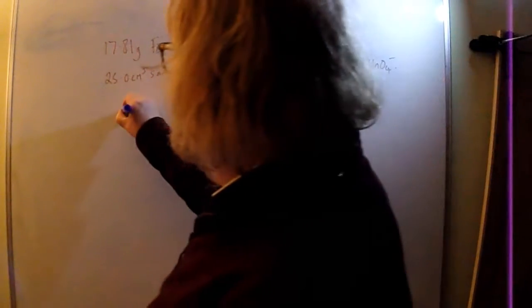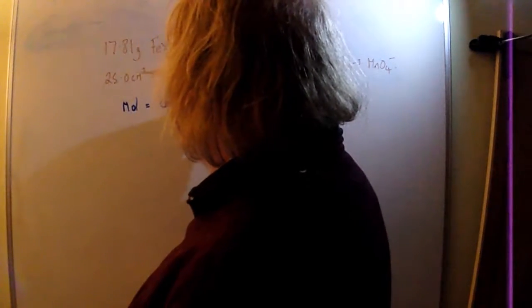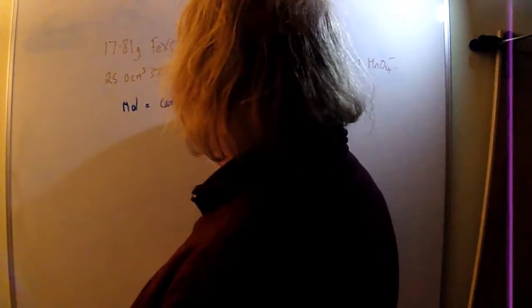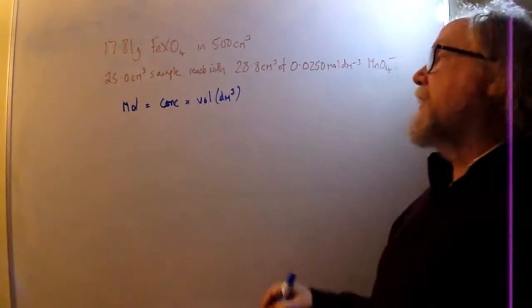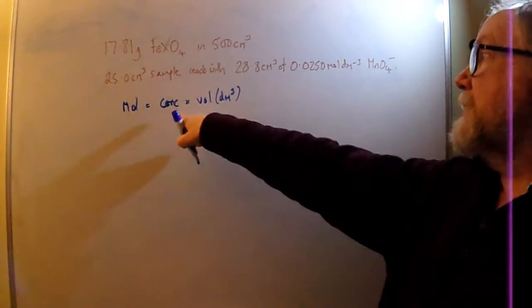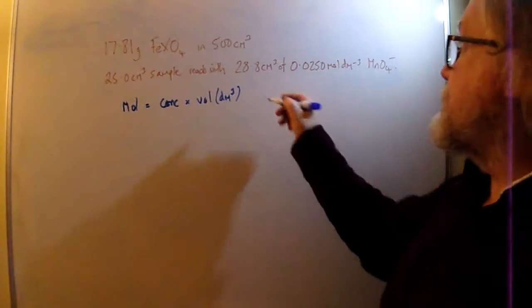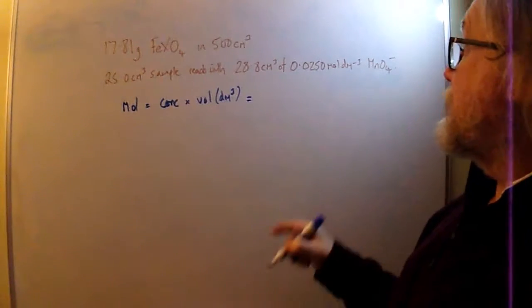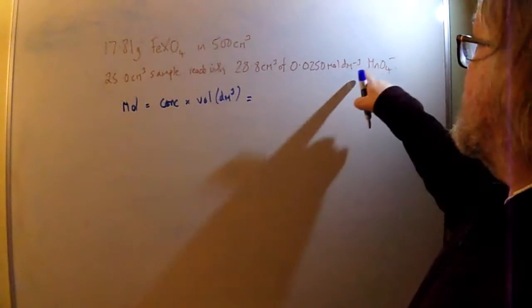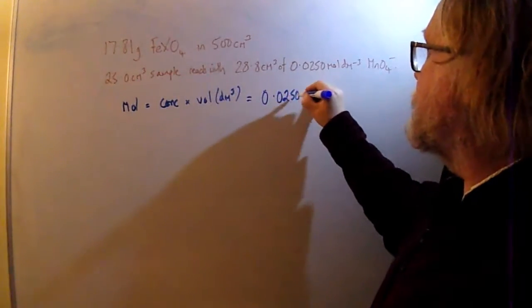You're always going to be calculating moles is equal to concentration times volume in dm cubed. That's what titrations are for. You know the concentration of at least one of the solutions, you measure its volume, and so from those two things you can get the moles, which, as you know, is what you always need to get into your calculation. So we can do this for the manganate because it gives us the concentration, which is 0.0250.